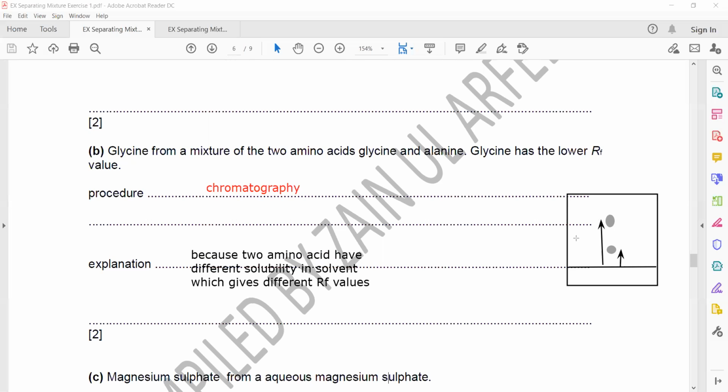Is it clear? Anyone else having a doubt?